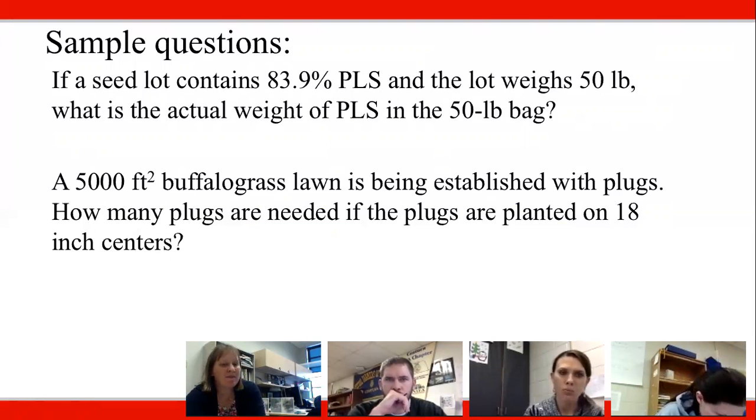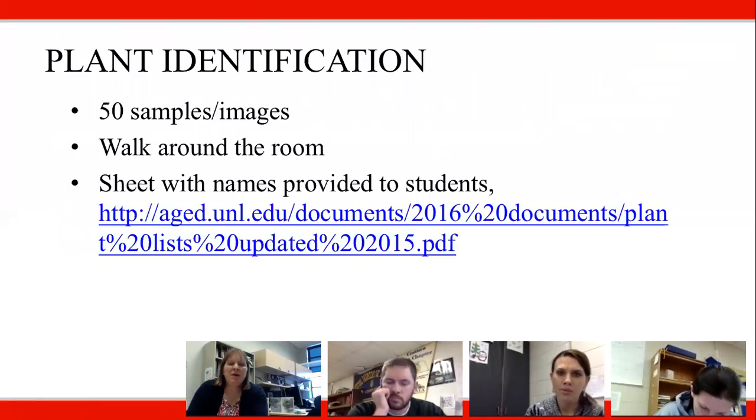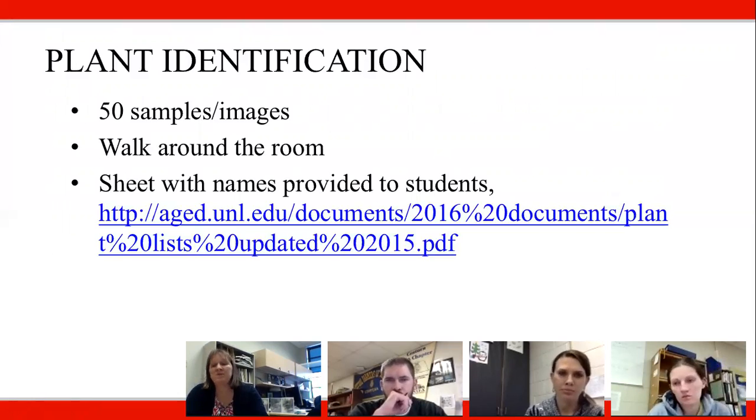And so I guess these are probably the categories of questions we're talking about. So let's go to plant identification. We have 50 samples or images. They walk around the room, and the sheets with all the plant names and all the equipment names are given to the students, so they have a list. They can look at that list and say, yep, this is the plant, and put that one down. As far as the samples, it depends on the year.